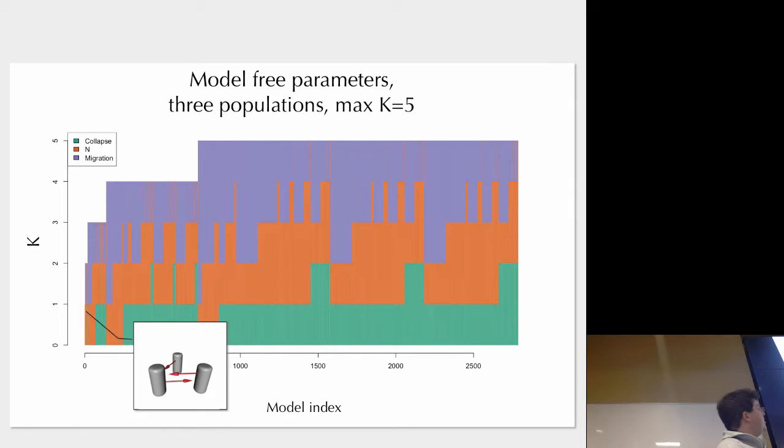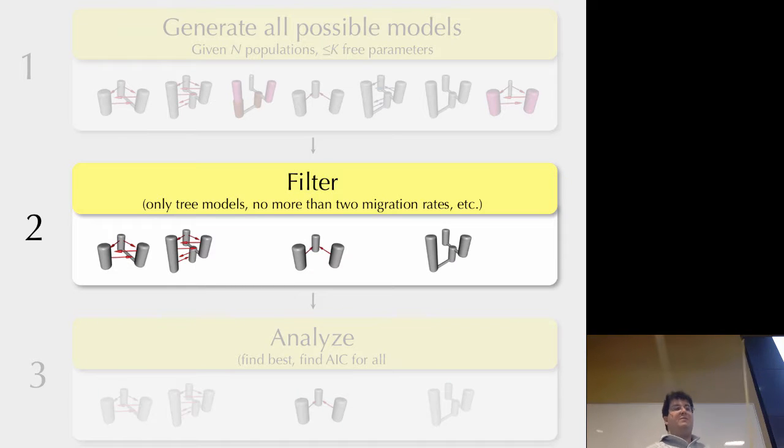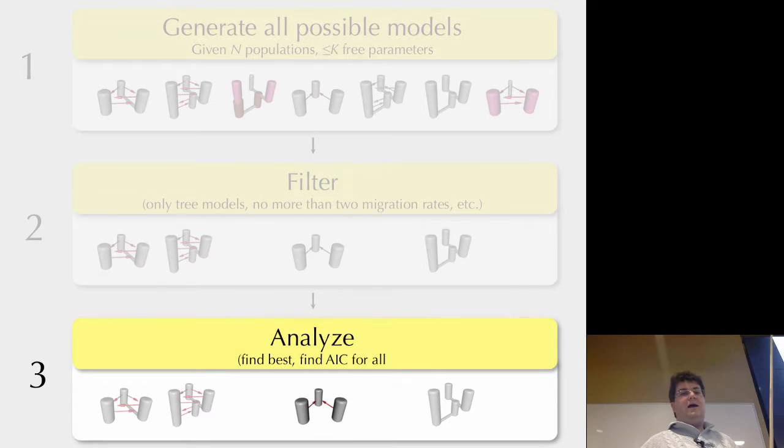We have no collapse, just migration. I can have this model here that has lots of migration parameters and a few collapse parameters, and one collapse parameter, and so forth. Each of these little bars is a model. So I can filter them in various ways to make it a feasible working space, and then I can do my analysis.